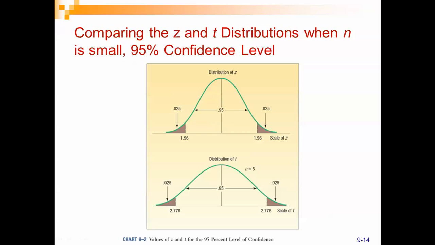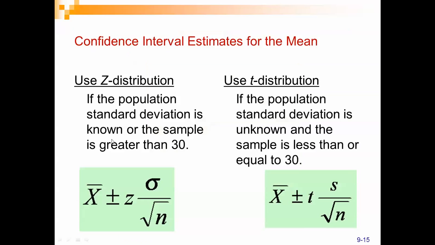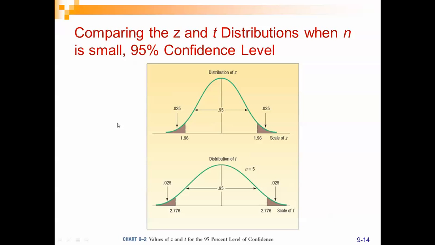So when the n is small and we have a 95% confidence interval, you'll notice that the t distribution is spread out further than the z distribution. So again, this is an n of 5. Now, as we get larger n, though, the t distribution will start looking more and more like the z distribution. And the confidence interval is very similar for using the z distribution and the t distribution.